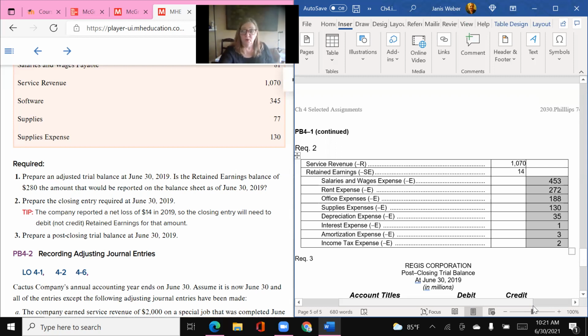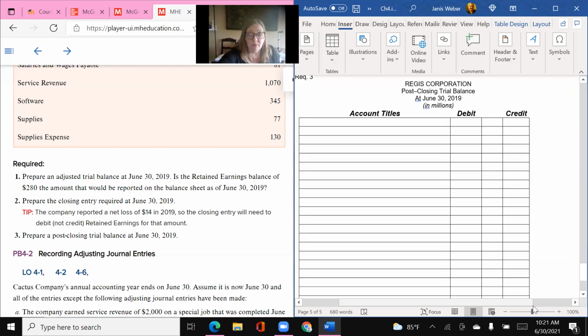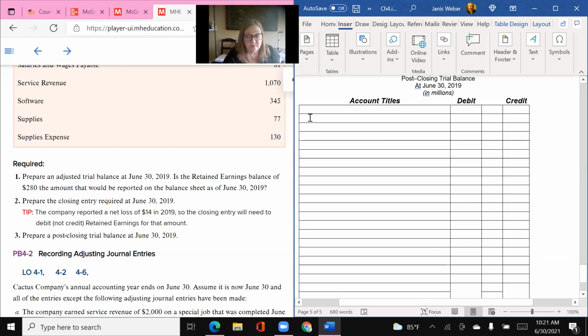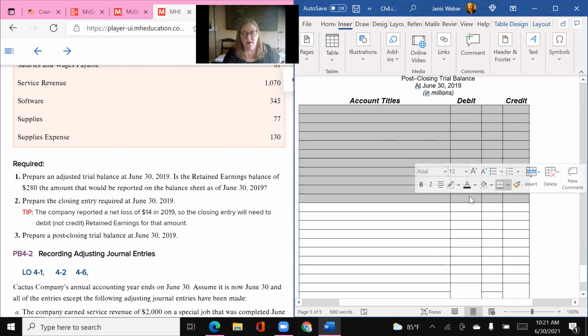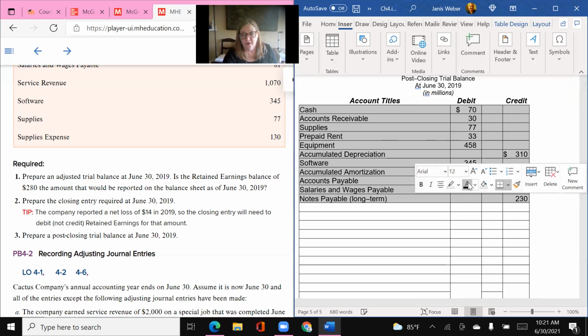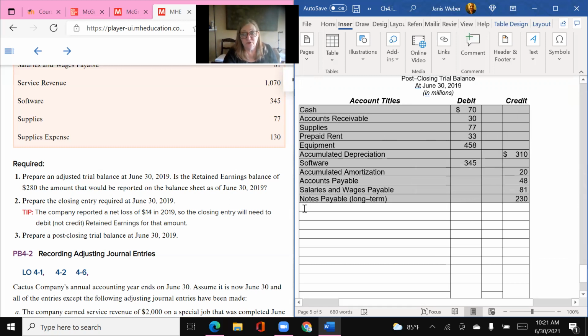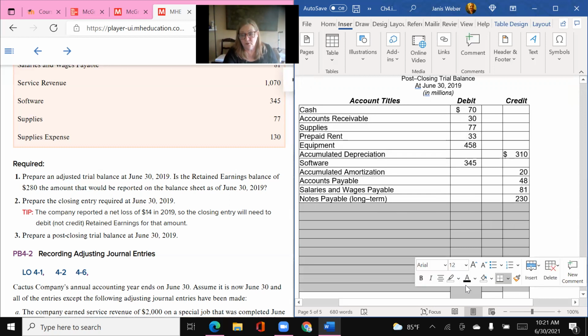Okay. So once you post all these, it wipes out every balance of the income statement accounts. All revenue is gone. All expenses are gone. They are now part of retained earnings. So when you do your post-closing trial balance, it's a piece of cake. You list everything down to retained earnings. I don't know how far to go down yet until I see them. I'm just going to go ahead and reveal it since I don't know where to stop.